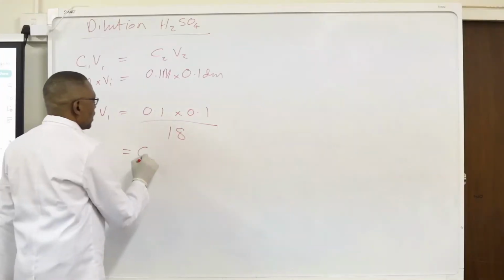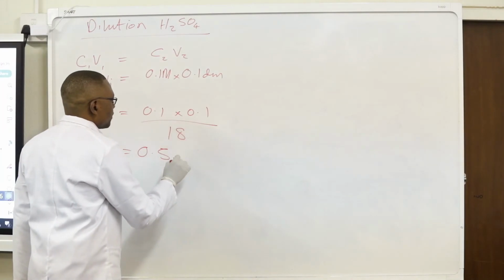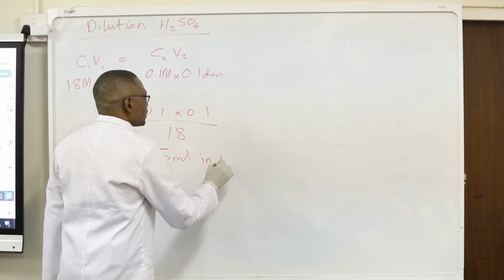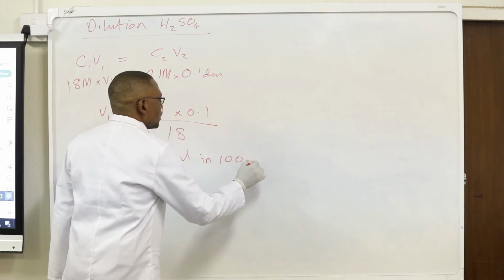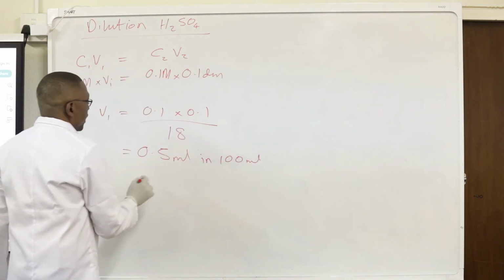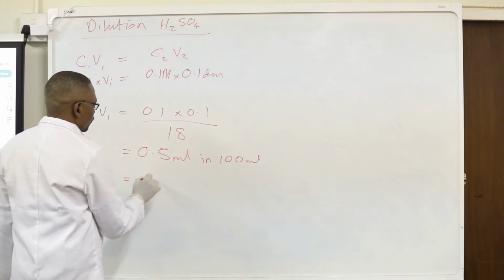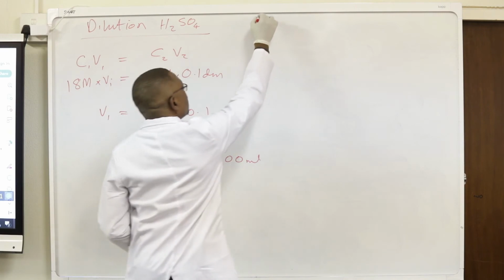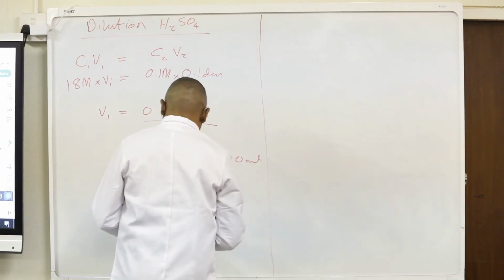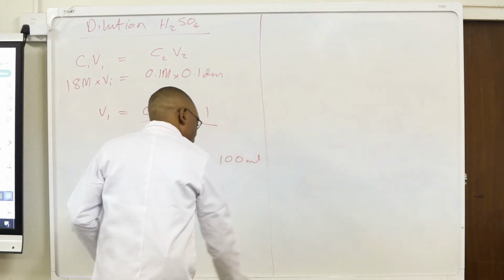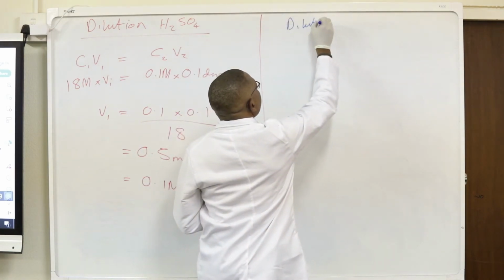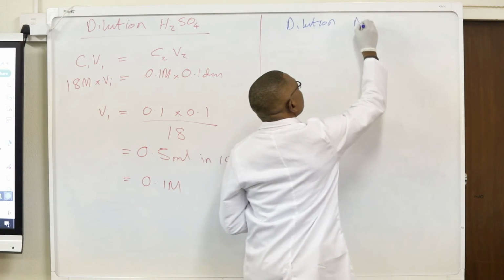So you are going to measure 0.5 milliliters and put them in 100 mL. It will give you a concentration of 0.1 molar. Okay, so this is for sulfuric acid. Okay, let's do the same for dilution of sodium hydroxide.